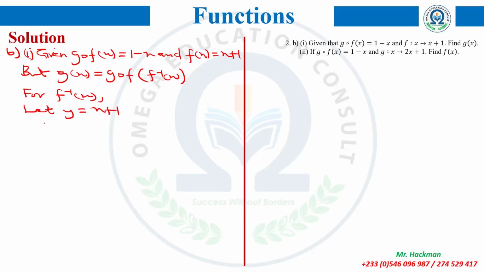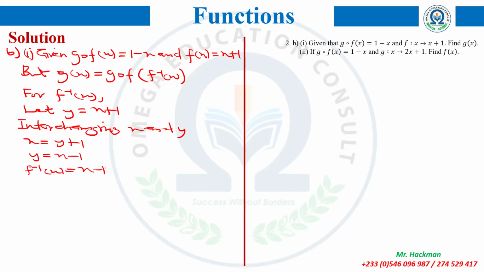Then what do I do? I interchange the variables, which are x and y. We are going to get x equal to y plus 1. You make y the subject, so your y will be equal to x minus 1. So this y becomes the inverse. This implies that f inverse of x is equal to x minus 1.